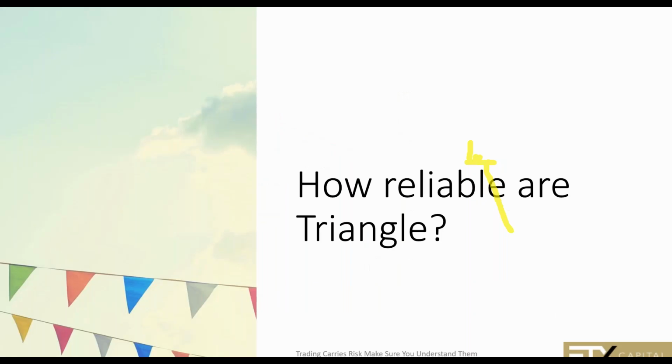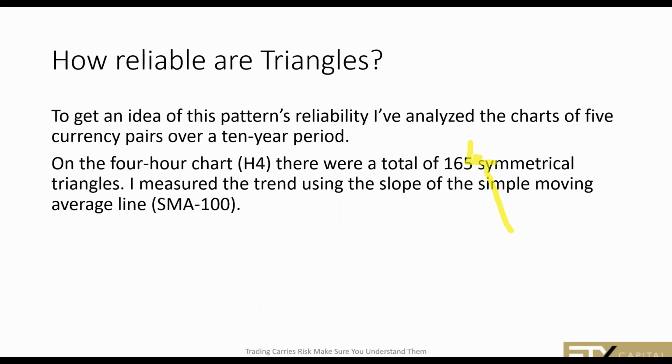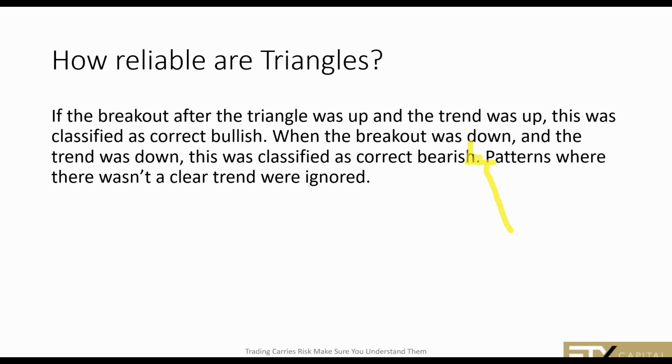Now, as I mentioned, the question is how reliable are triangles? So to get an idea of this pattern's reliability, I've analyzed the charts of 5 currency pairs over a 10-year period. Okay, we've taken a 4-hour chart and taken a look at 165 symmetrical triangles, and I measured the trend using the slope of the simple moving average. If the breakout after the triangle was up and the trend was up, this was classified as a correct bullish signal. When the breakout was down and the trend was down, this was classified as a correct bearish signal. Patterns where there wasn't a clear trend were ignored.